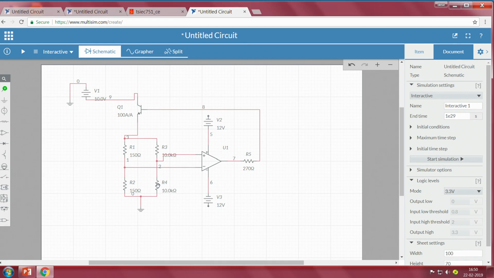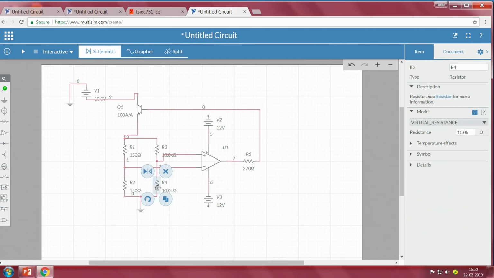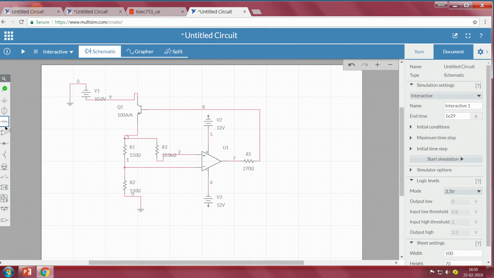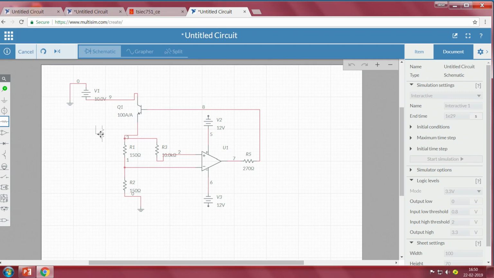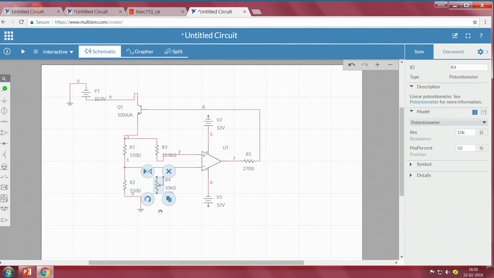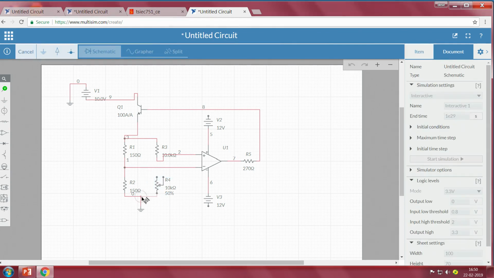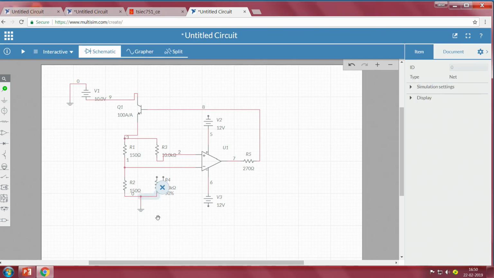Here let me choose a variable resistor instead of the standard 10 kilo ohm resistor. Here I choose the pot so that I can manipulate and explain to you how the parameters across the bridge can be changed, how it affects the entire setup, and how a feedback mechanism can be achieved using this circuit.